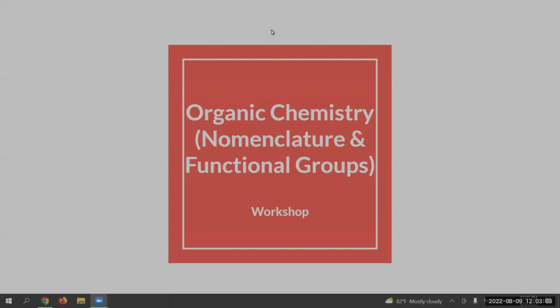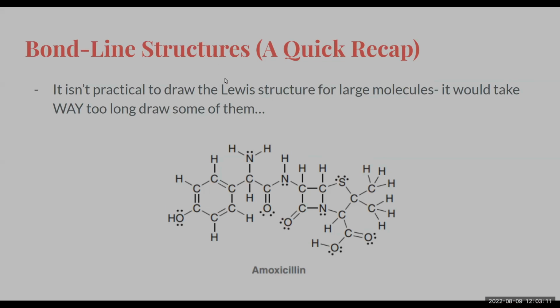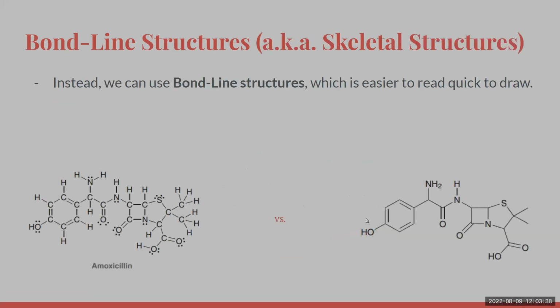So a quick little recap. A lot of organic chemistry is going to be communicating using bond line structures. If you were to draw the Lewis structures of every single molecule, it's going to take way, way too long, and it's tedious and just overall a pain to draw. So instead, we're going to convert this structure of, say, this molecule, amoxicillin. We can instead represent it in bond line structure or skeletal structure, such that it looks like this compound on the right.